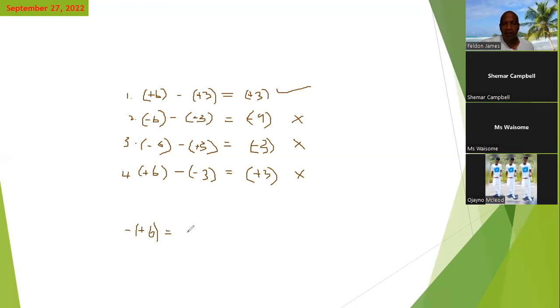A negative times a positive gives you what? Negative, sir. So this becomes -6. Which one are you doing, sir? We're at number 2: -1 times a -6. Negative times negative gives you what? Positive. Remember, we are applying the rules that we learned from multiplication. So this becomes a +6.